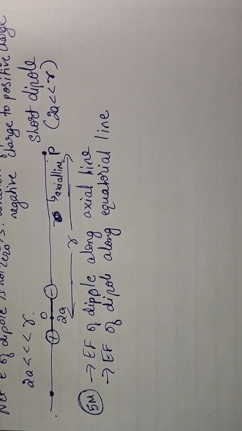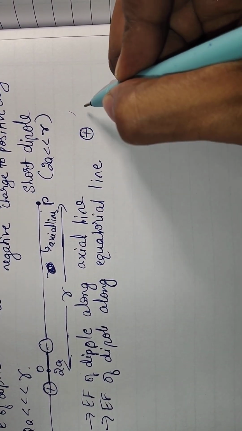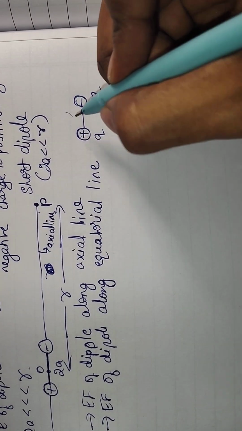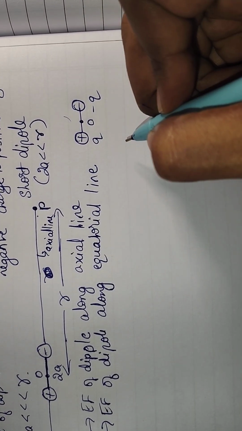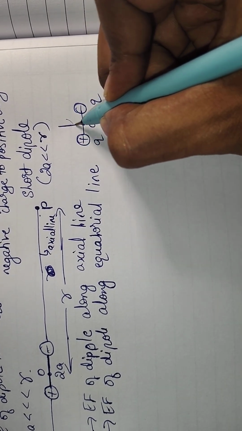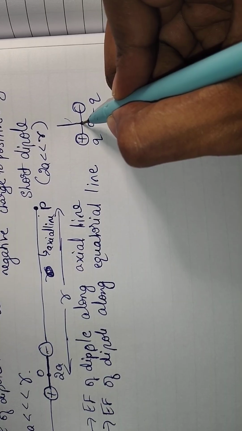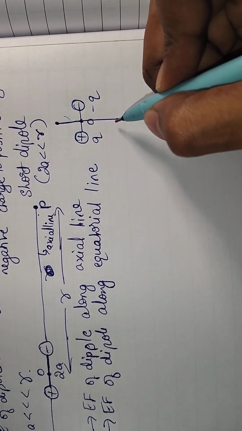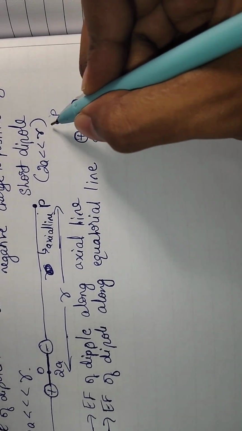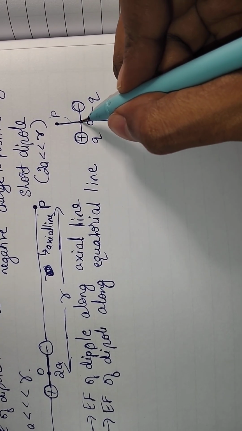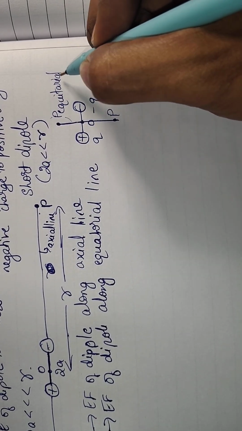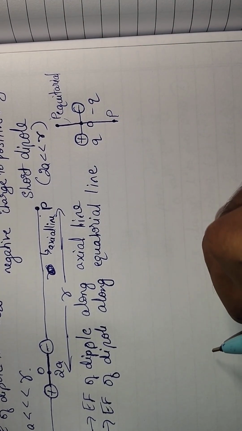Now what is an equatorial line? If you have a positive charge and a negative charge, this is a dipole, plus q and minus q separated by distance 2a, and this is the center of the dipole O. Any point on the equatorial plane: draw one line perpendicular at the center of the dipole. Any point on this line, either in the positive direction or the negative direction, is known as an equatorial point, and that line is known as the equatorial line.